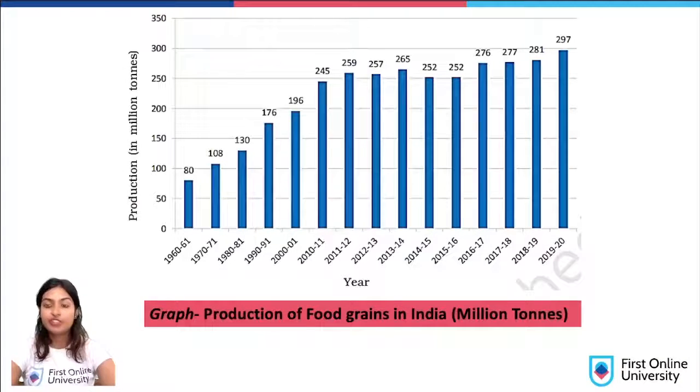This is a brief graph explaining the production of food grains in India in million tons, right? On the y-axis you have the production in million tons, and on the x-axis you have the year of production. You can briefly see from the time of the Green Revolution to the time of 2019 to 2020, the persistent gradual increase that has happened. In between there was a slight decrease, but yet again it has increased. So this is definitely a positive outlook.